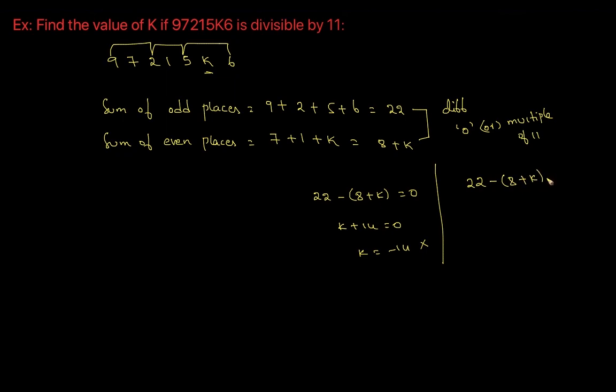divisible by 11. So the difference should be 11, right? So 8 plus k equal to 11, k equal to 3. So the possible answer is 3. If the options are given, just substitute in the place of k and check it. Very simple. Okay, if you don't understand this way, you can check with options also, not a problem, right? Clear? Concept is clear?